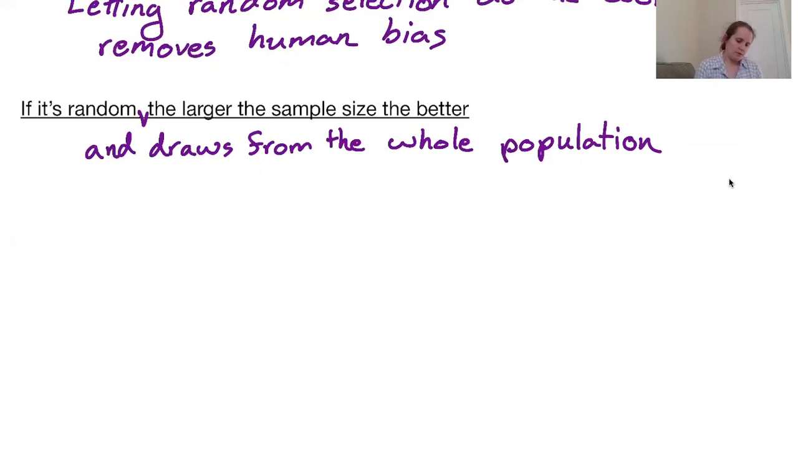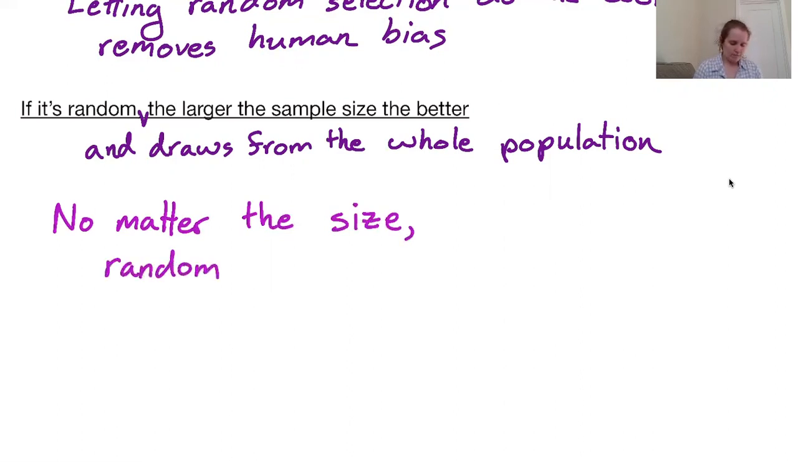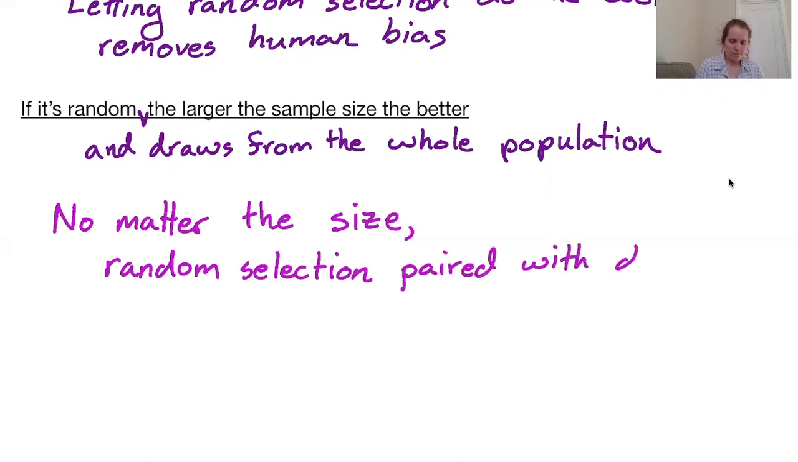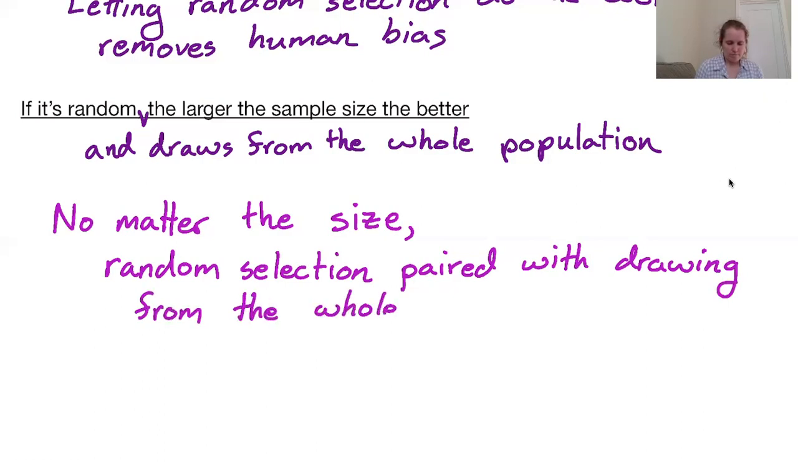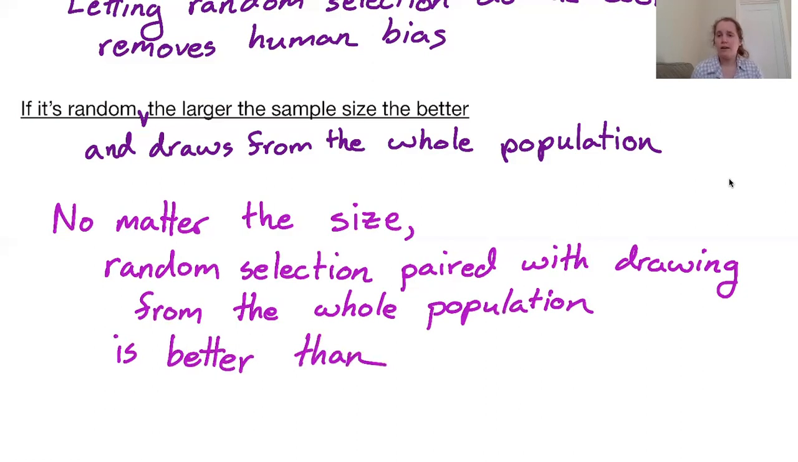So no matter the size, random selection paired with drawing from the whole population is better than any other sampling technique.